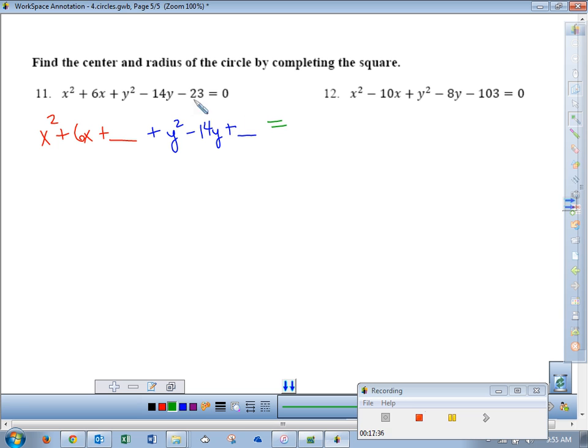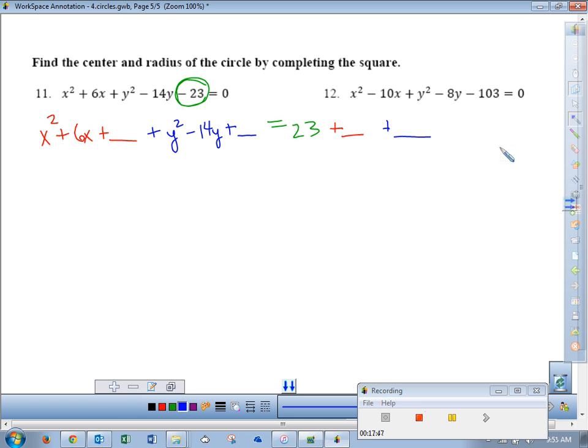All constants go on the other side. So you see this minus 23 was a constant. Add it over, you have 23 over there. And you need to add your 2 blanks from the other side. You had a red blank and you had a blue blank, because if you add something to one side of the equal sign, you got to add it to the other. Keep that balance.